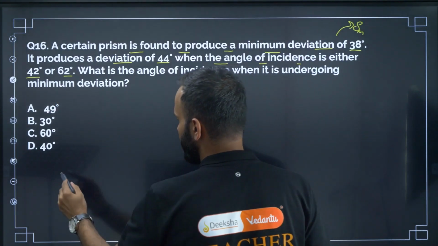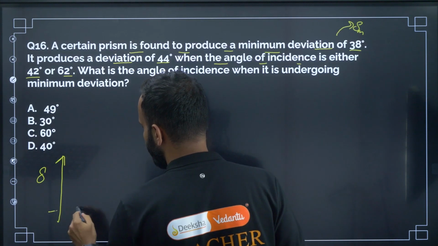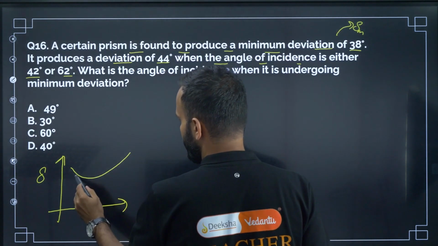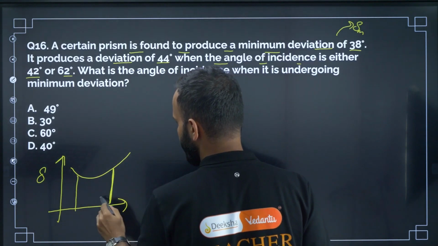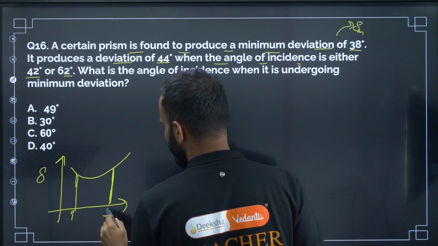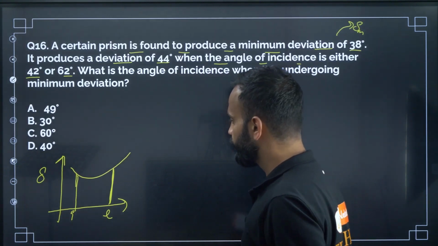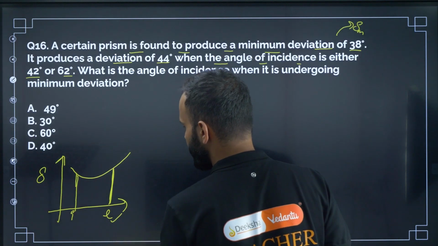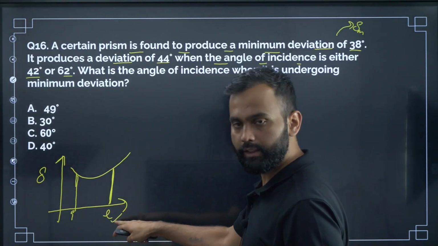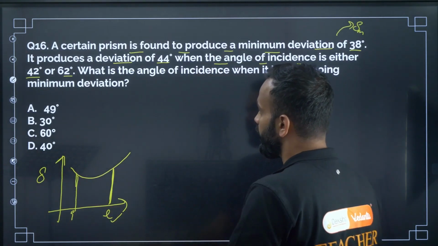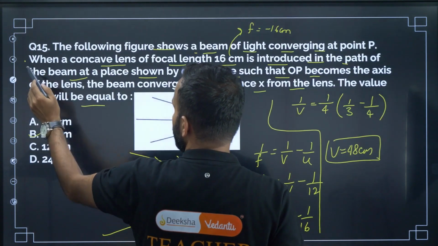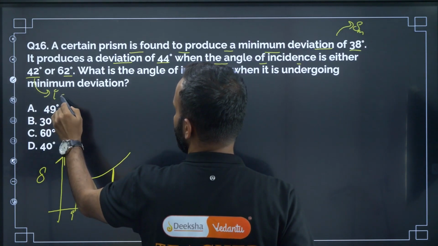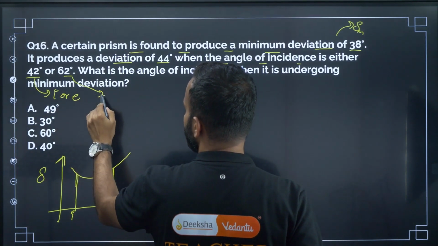Remember, you remember this graph, angle of deviation versus angle of incidence, right? So this is the value of I and E, right? If the angle of incidence is I, then this is E. If the angle of incidence is E, then the angle of emergence is I. Okay, so we can consider 42 degree as I or E. You can consider 62 degree as I or E.